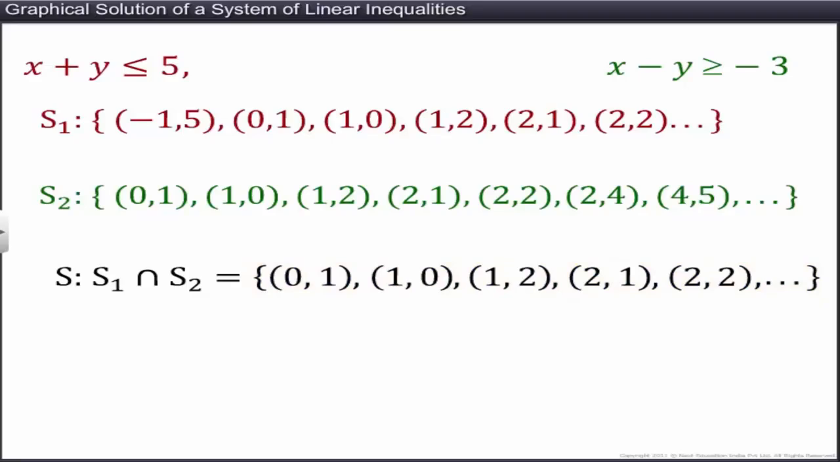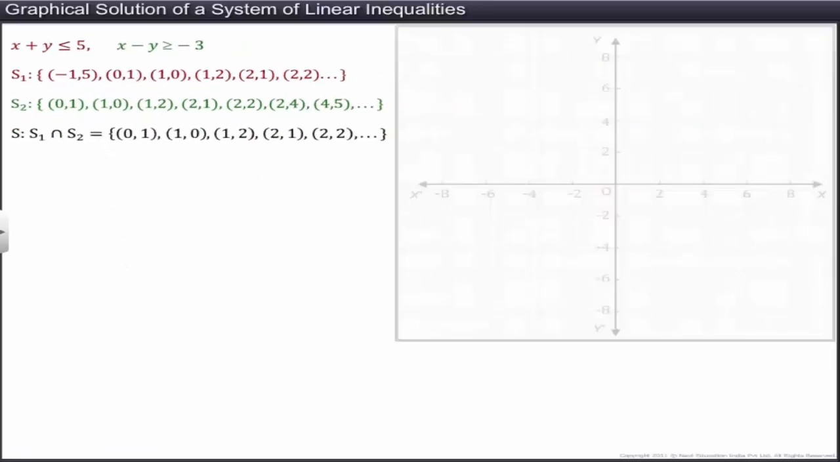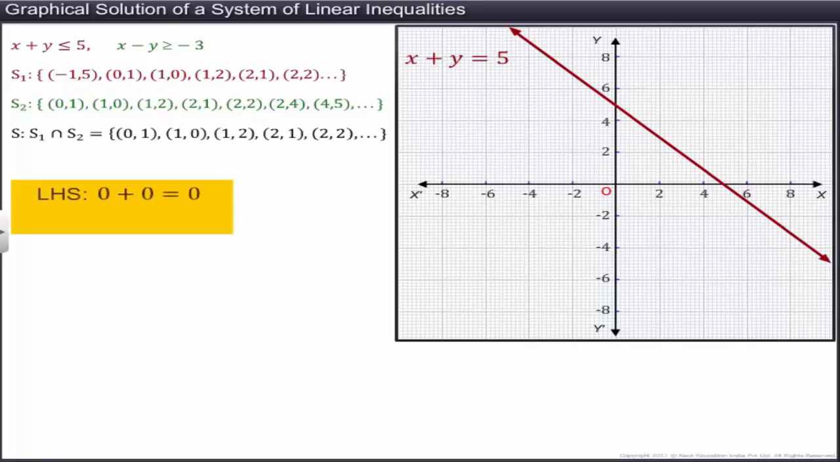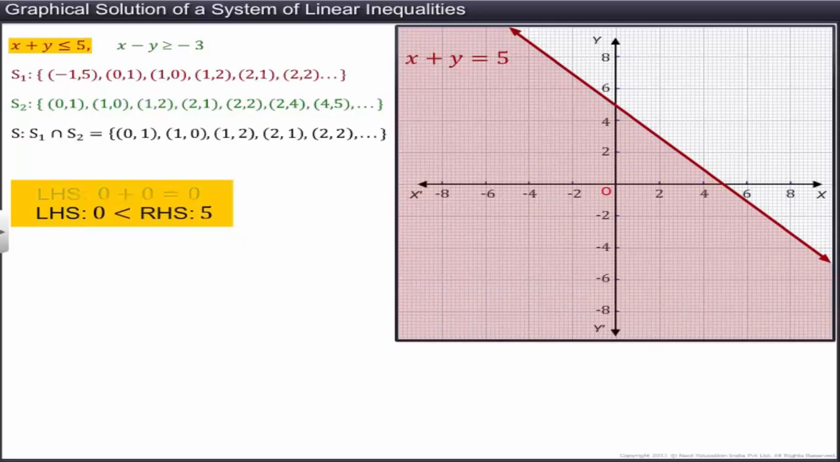First, let's find the solution region of the inequality x plus y less than or equal to 5. First, we will draw the graph of the equation x plus y equal to 5 as the reference. We will consider an arbitrary point, for example the origin. Therefore, the solution region is towards the origin, that is, the lower half of the plane.